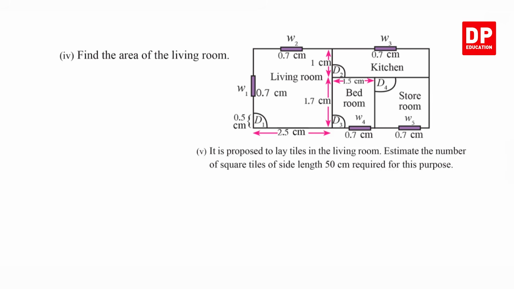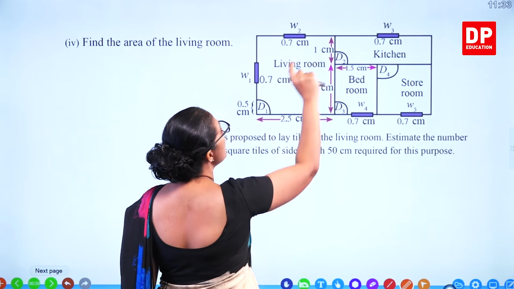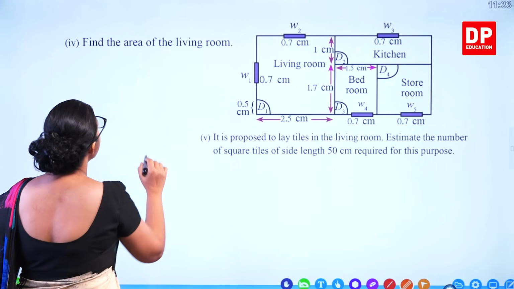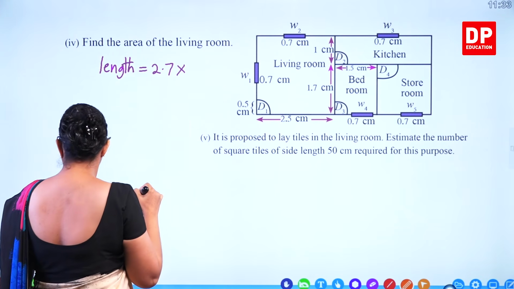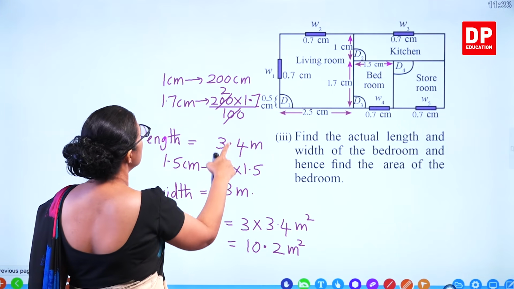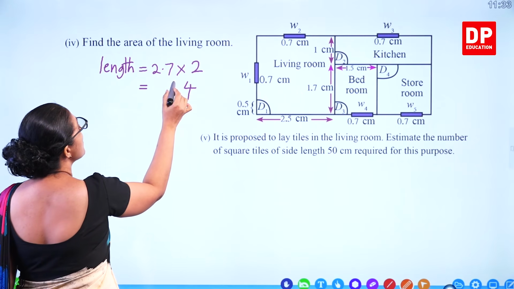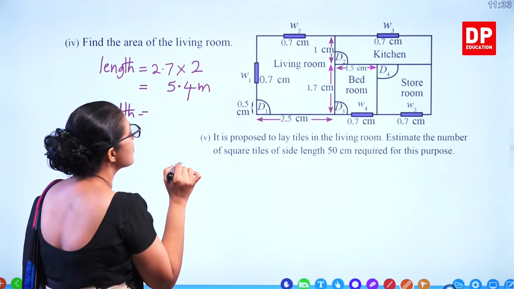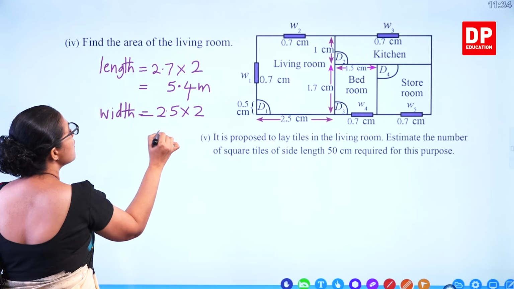Find the area of the living room. So where's the living room? Here. 2.5 and this side 1.7 and 1, 2.7. So we need to find out for 2.7 and 2.5. Length 2.7 then into 2 meters. So you are multiplying this by 2. 2 times 7, 14. 2 times 2, 4 plus 1, 5. That's the length. Width 2.5. 2.5 into 2. That's 5 meters.